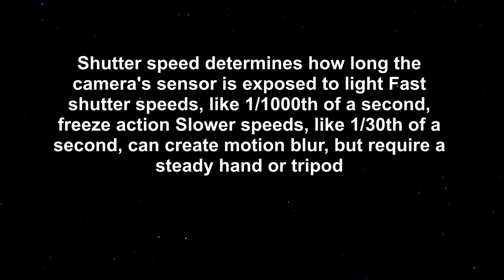Shutter speed determines how long the camera's sensor is exposed to light. Fast shutter speeds, like 1/1000th of a second, freeze action. Slower speeds, like 1/30th of a second, can create motion blur, but require a steady hand or tripod.